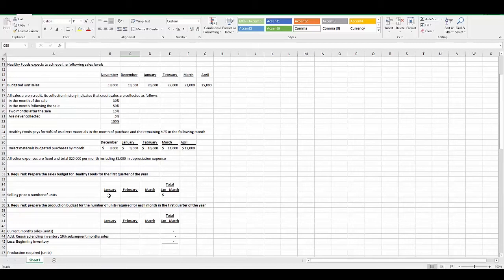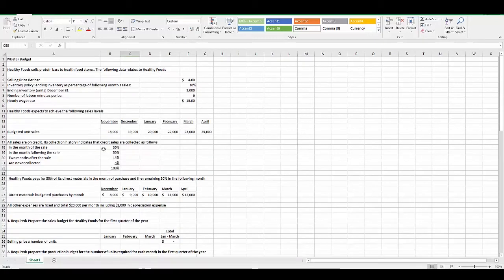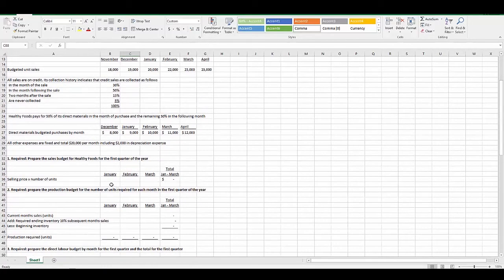So we are looking at your selling price times the number of units that you are going to sell. So here, your selling price per unit, we are told up here, is $4. And we are given the number of units that you're going to sell in January, which is 20,000. So 20,000 times your $4 per unit is $80,000. In February, again, it's $4 per unit, but this time you're selling 19,000 units. So 19 times 4 is going to give you a total of $88,000.